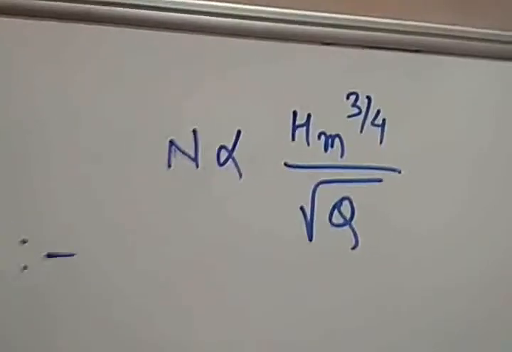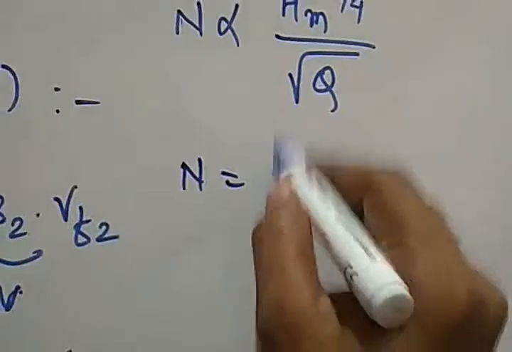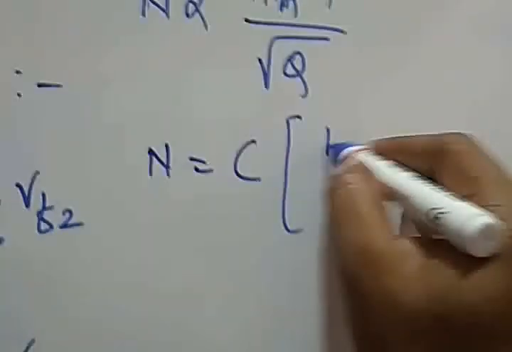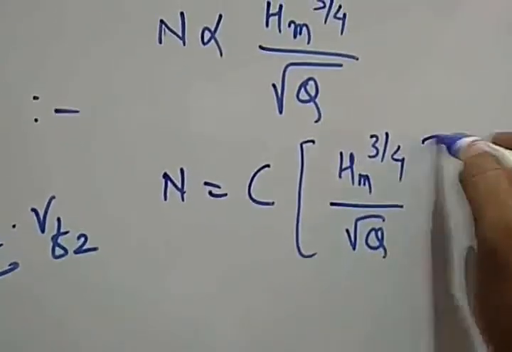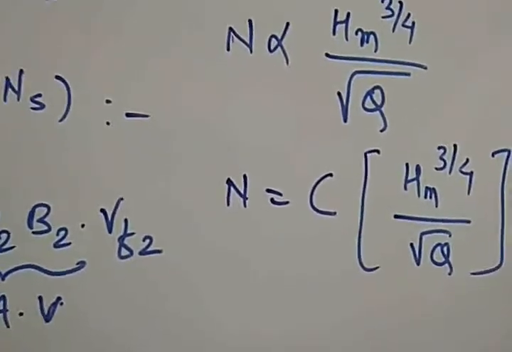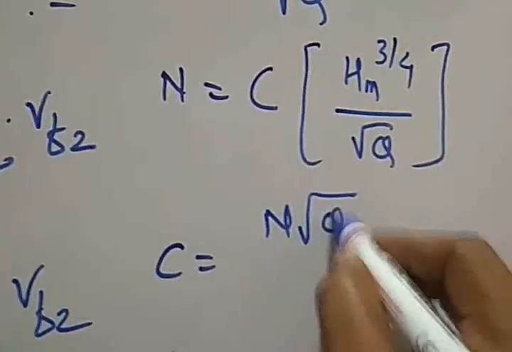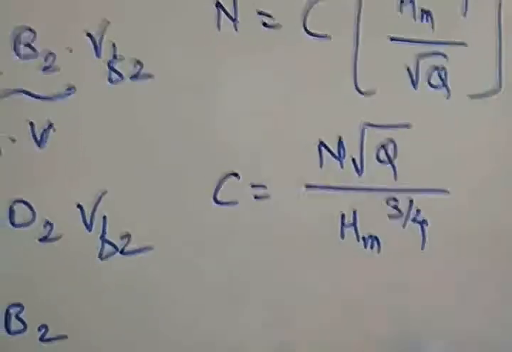I can write this as n is equal to c, taking c as a proportionality constant, into hm raised to 3 by 4 upon root q, where c is the constant. Hence I can write c is equal to n root q divided by hm raised to 3 by 4.